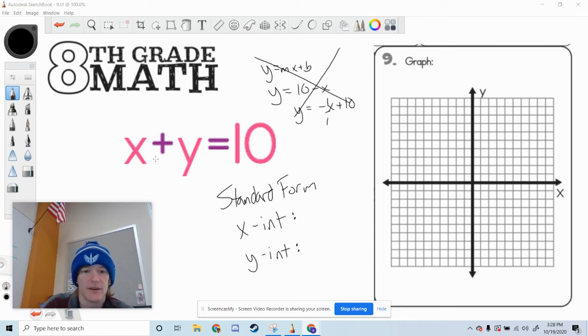So if I want to find the y-intercept, I know that's where x equals 0. The y-intercept here is where x equals 0. X equals 0 right here. So my y-intercept, if this was 0, 0 plus, well, it tells me right here y equals 10. So my y-intercept is 1, 2, 3, 4, 5, 6, 7, 8, 9, 10 right here.